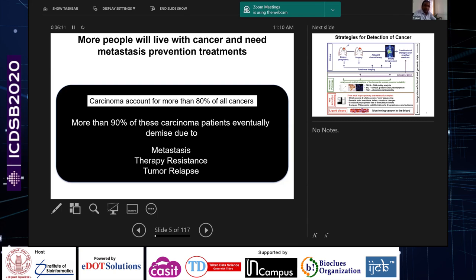The second thing is that the patient is given different kinds of therapy, either chemotherapy or targeted therapy. But what happens eventually over time is that the patient becomes resistant to the therapy. This is what we call therapy resistance. The third biggest challenge is tumor relapse. The patient responded to the therapy, and later the clinician realizes that after a couple of years or 10 years, the tumor comes back. This is what we call tumor relapse.